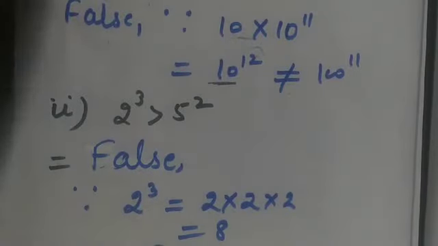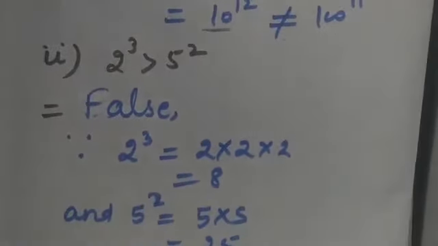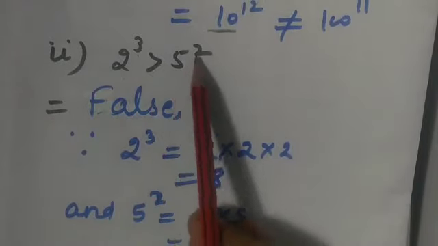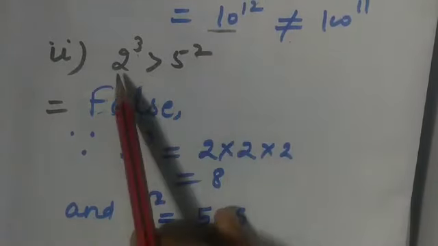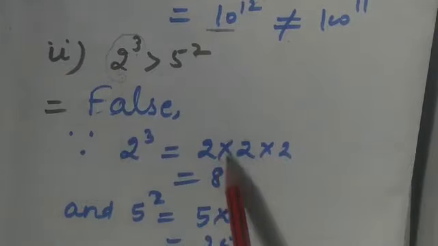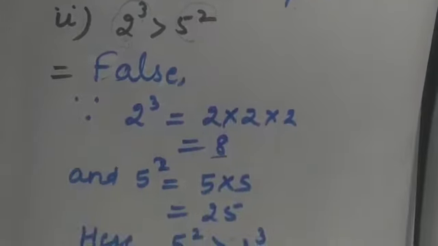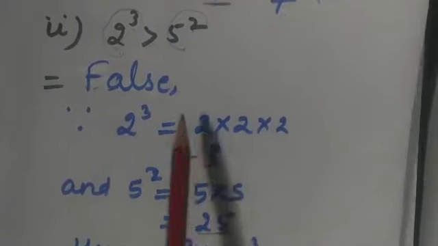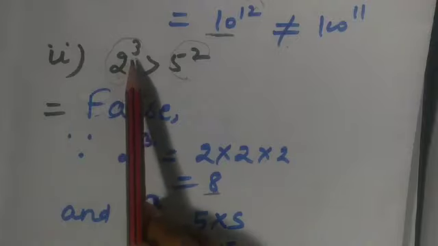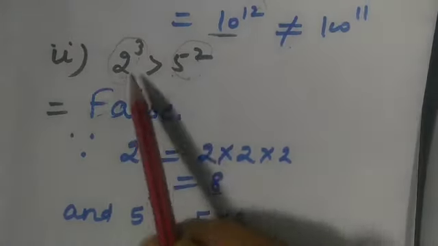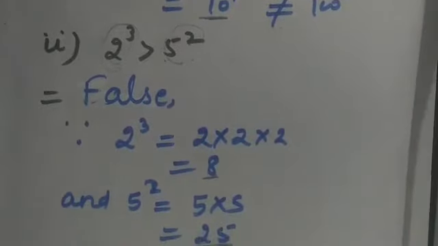Second, we have to tell whether this is written right or wrong. 2 to the power 3 greater than 5 raised to the power 2. This is false because 2 raised to the power 3 is 8 and 5 raised to the power 2 is 25. 25 is greater than 8, but here it is written that 8 is greater than 25, so this is also false. You have to solve them and then you can explain it.